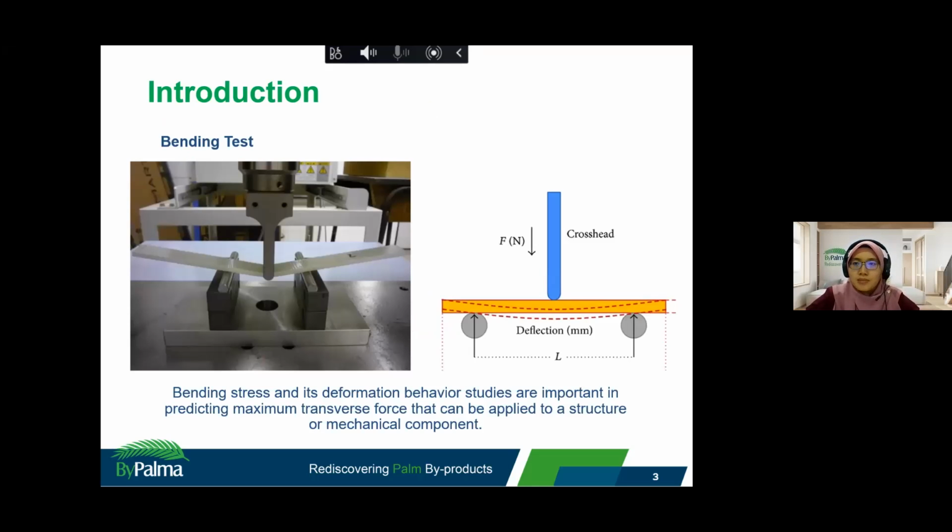So we are going to use the same materials, Arenga Pinnata, with the same volume fraction and also the same weight percentage of nanosilica content. However, in this case, we are going to do the bending test. Bending stress and its deformation behavior studies are important in predicting the maximum transverse force that can be applied to a structure or mechanical component. Previously, I presented a quasi-static analysis, and right now I'm presenting the bending analysis.